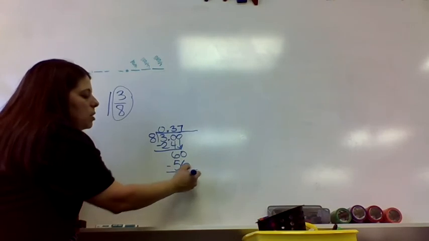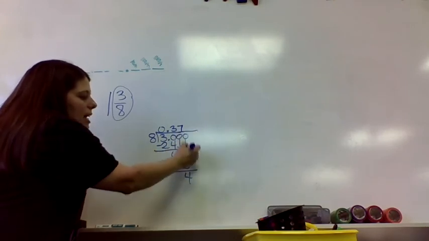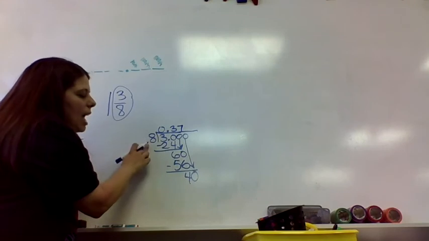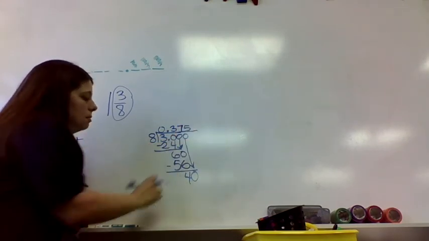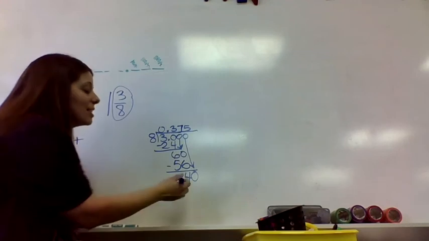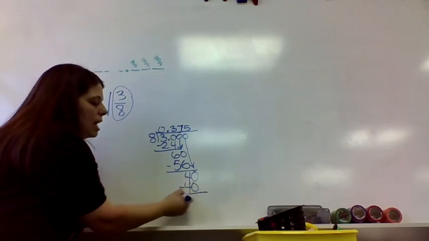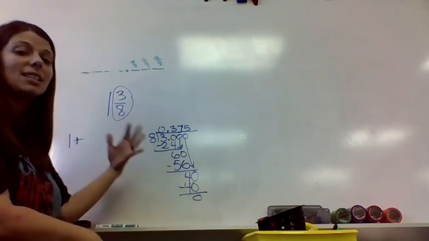And I'm left with 4. Now I can annex another 0. 8 can go into 40 a number of times, and it's 5. So that gives me 40, and I'm left with 0. So I can stop there.